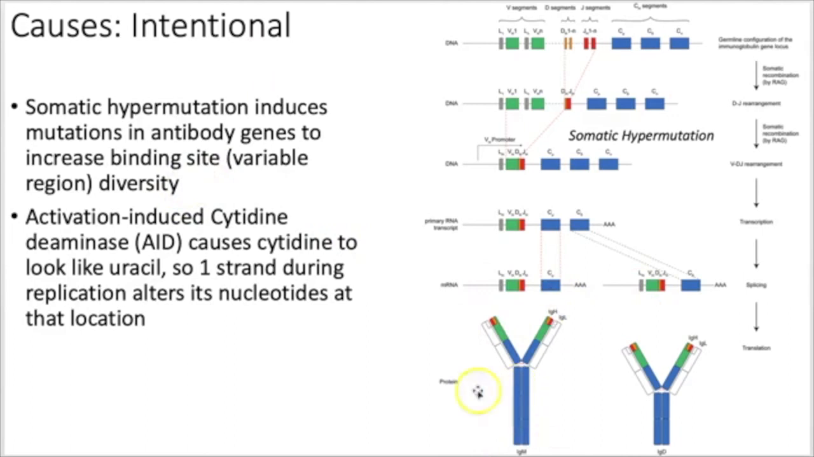This is the end that can connect to a macrophage or something and tell it, hey, I bound onto something. You should grab this and suck it up and eat it. So the business end of antibodies is this end. It's what grabs onto bad guys. So I want to have high variability here.